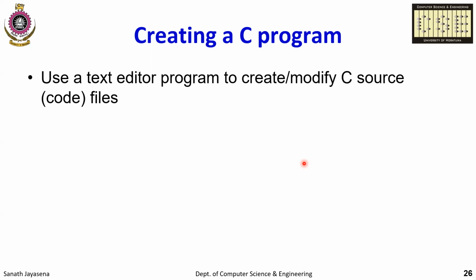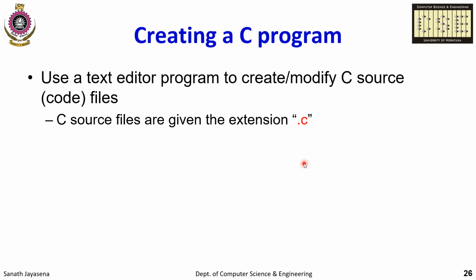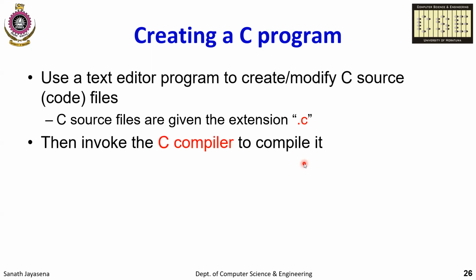people use for various other purposes also. For example, on Microsoft Windows, you can use Notepad to edit a program. Always it's possible. Similarly, in Linux systems, there are so many editors like VI or Vim or gedit. All sorts of editors are there with which you can edit your programs. And C source files are given the extension .c in the file name. Then we can invoke the C compiler to compile it.